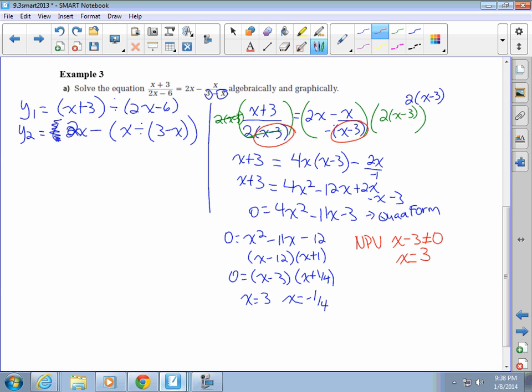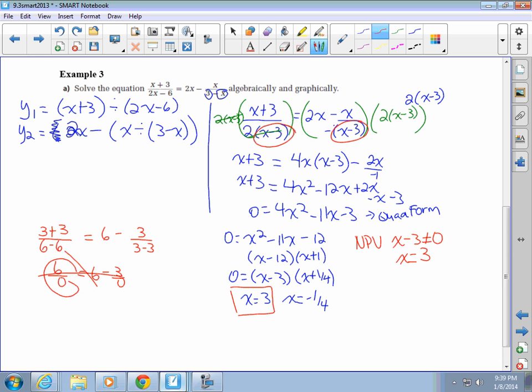So if you were to check this, and I'll just do it over here, if I check this, I would have 3 plus 3 over 2 times 3. I'm going to just actually multiply that. So I have over 6 minus 6 equals 2 times 3 is 6 minus 3 over 3 minus 3 is 0. So I have 3 plus 3, so 6 over 0 equals 6 minus 3 over 0. Well, right away I see a mistake because I can't do this.